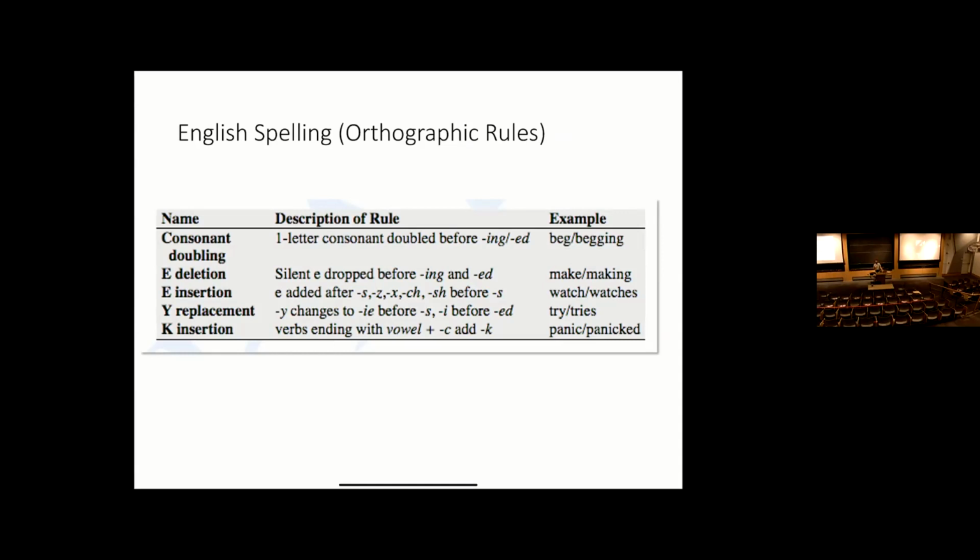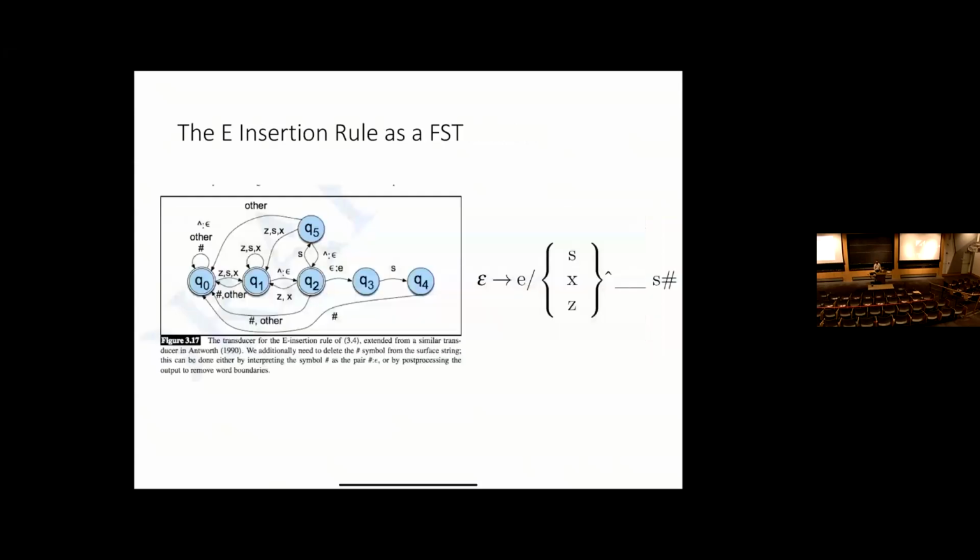So all of these are very systematic rules. And you can easily write a rule, an FST, to encode these. And then you can combine those together to make a big FST that implements all of the rules. Here's an example of an FST for one of these rules. You'll actually implement a version of this for homework 2. So this is the E insertion rule.